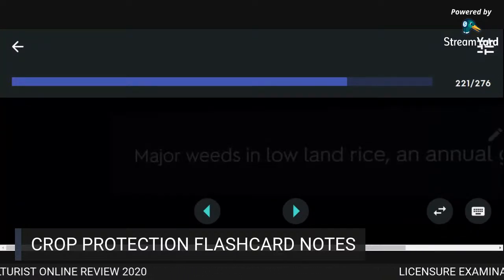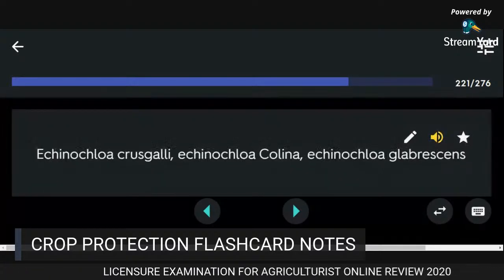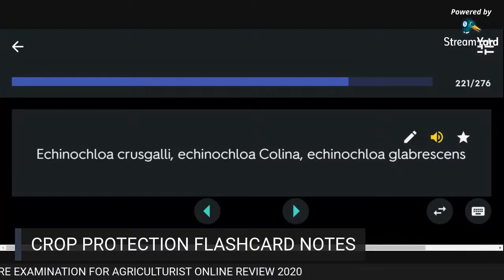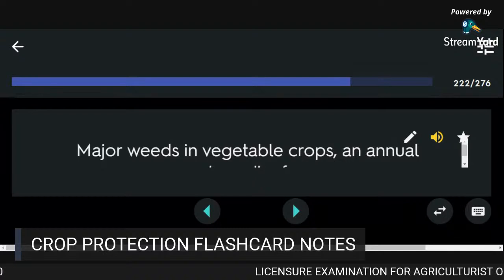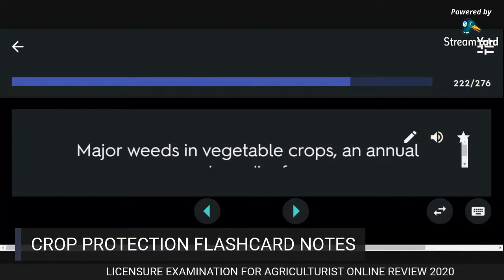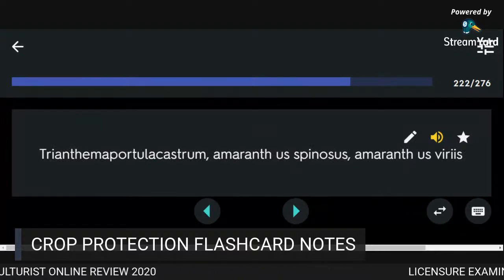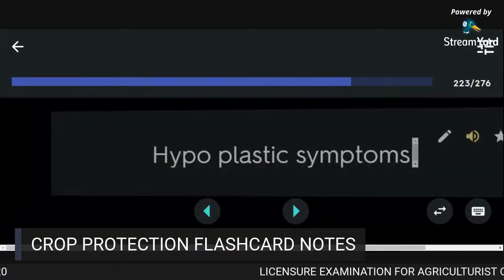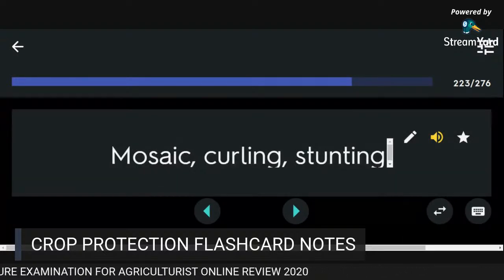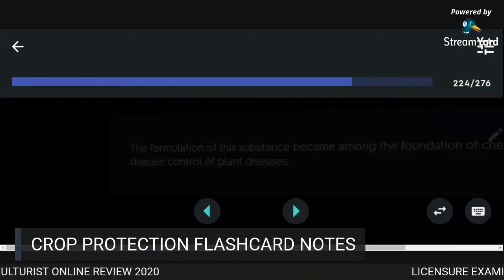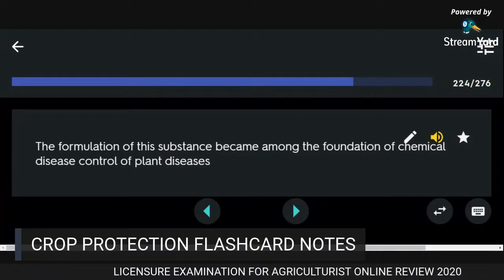Major weeds in lowland rice and annual grass. Echinochloa crus-galli, Echinochloa colona, Echinochloa glabrescens. Major weeds in vegetable crops and annual broadleaf. Trianthema portulacastrum, Amaranthus spinosus, Amaranthus viridis. Hypoplastic symptoms: mosaic, curling, stunting. The formulation of this substance became among the foundation of chemical control of plant diseases. Bordeaux mixture.